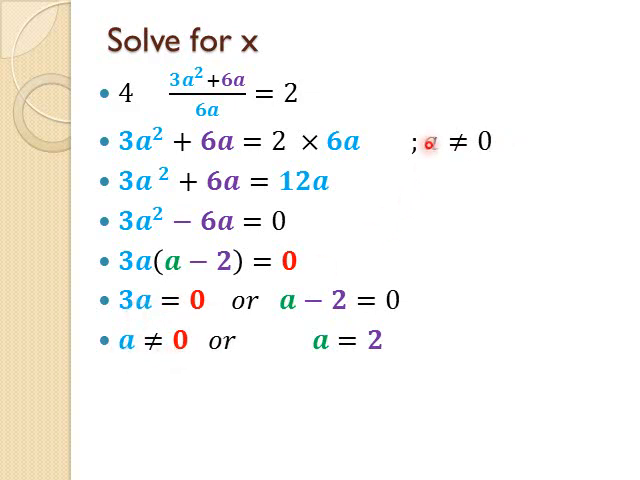There, 0 divided by 3 gives me 0. But remember, a cannot equal 0. Because if a is 0, that becomes undefined. That would be 6 times 0. And anything divided by 0 would be undefined. If I take negative 2 over, a equal to 2.